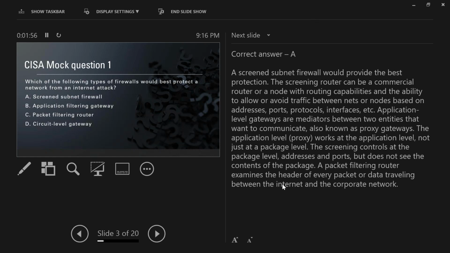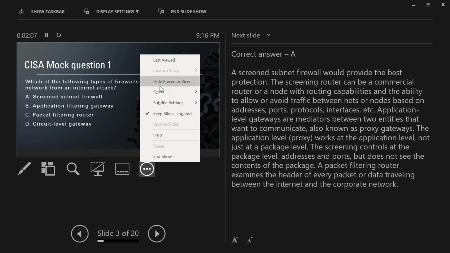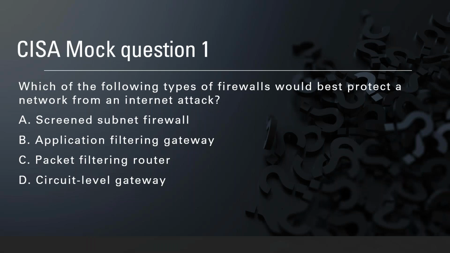Packet filtering router examines the header of the packet or data traveling between the internet and the corporate network. So A is the right answer for this question. So all these questions you can find in question banks or any other material, probably in a different way.